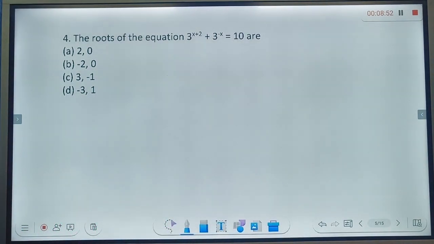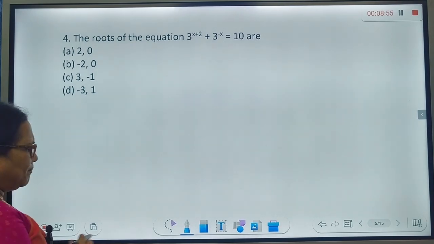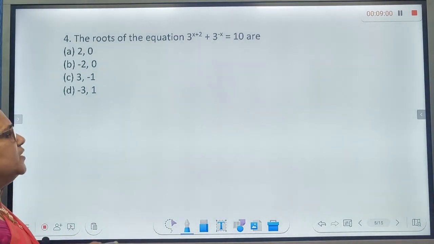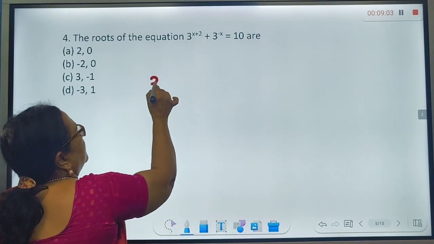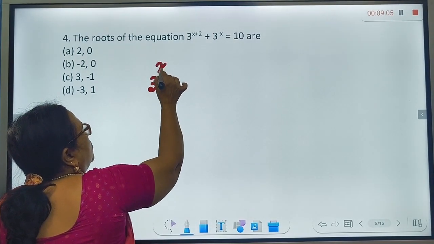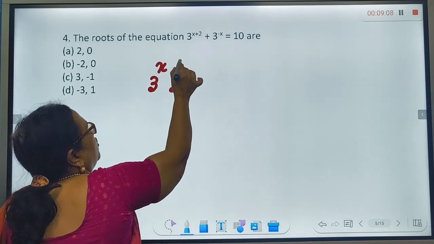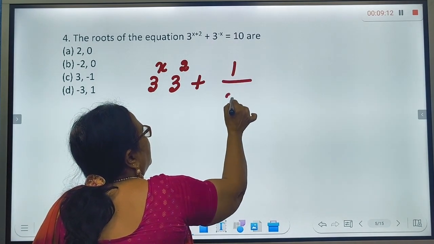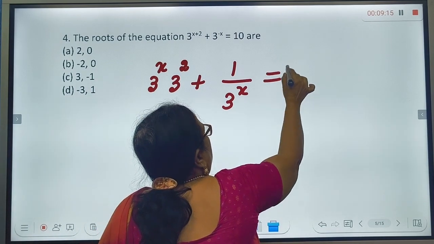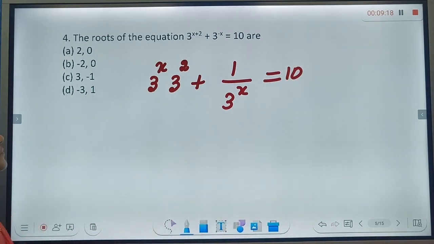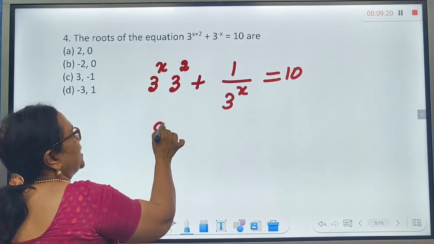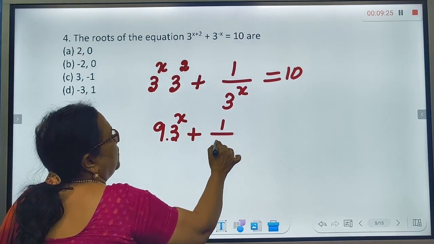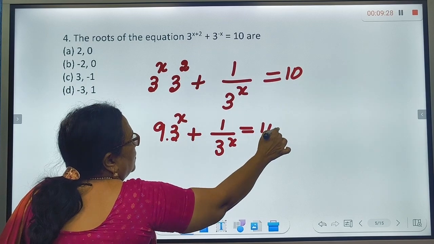Now the roots of this equation are, it looks a little bit complex, is it not? But actually when you simplify this, you will see that it is not so much complicated. 3 power x plus 2 is nothing but 3 power x into 3 power 2, plus 3 power minus x is 1 by 3 power x, equal to 10. 3 square you know is 9. So 9 into 3 power x plus 1 by 3 power x equal to 10.